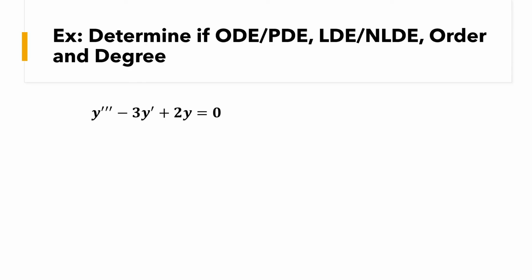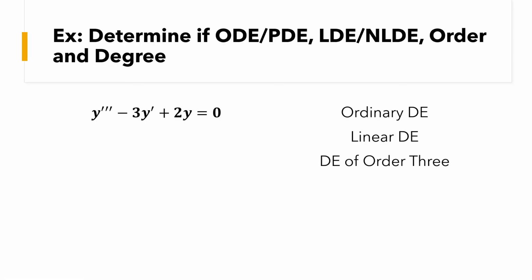Okay, then last, we have the third derivative of y minus 3y prime plus 2y is equal to 0. In this case, it is obviously ordinary and linear, since the coefficients of the derivatives in the function are constants. Then we have a DE of order 3. Why order 3? Because of y triple prime. Then degree 1, since our y triple prime has no other exponent except 1.